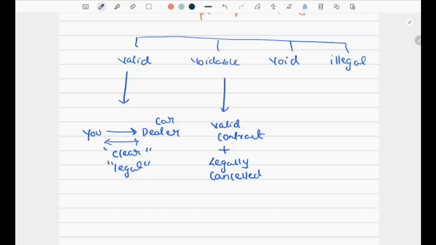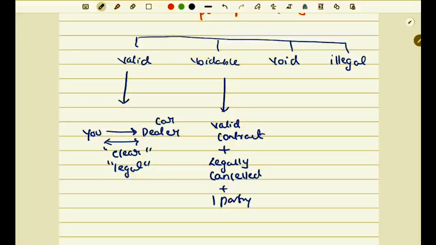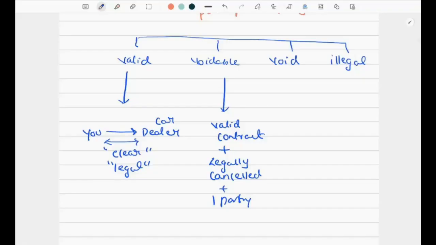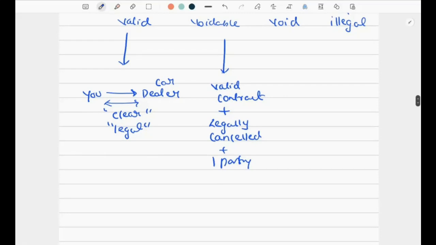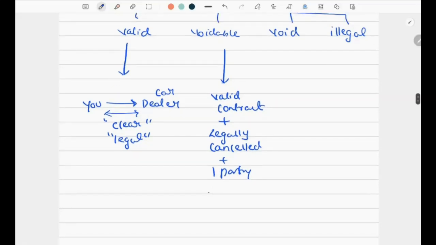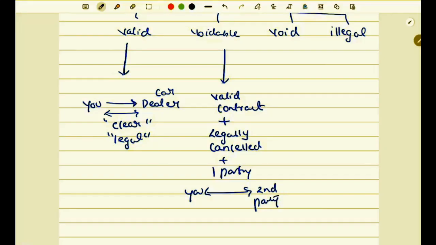Normally when we talk about the contract, there will be two parties involved. If one of the parties is cancelling the contract, he has the option to cancel the contract in between. Under what circumstances can we legally cancel the contract? Say you will be having two parties: it is you, and there is a second party. So just write a second party over here. When can you legally cancel?